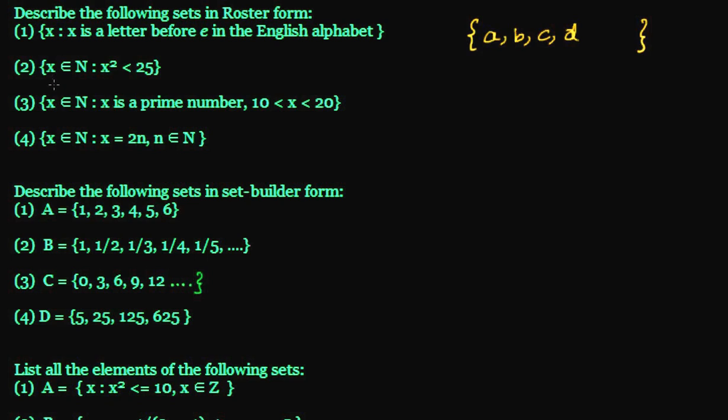x belongs to N and x is such that x square is less than 25. First of all, x belongs to N. What's the meaning of that? x will start from 1 onwards, because counting numbers start from 1. So from 1 onwards, if there is no condition, I have infinite numbers. But what he says other than that is x square is less than 25.